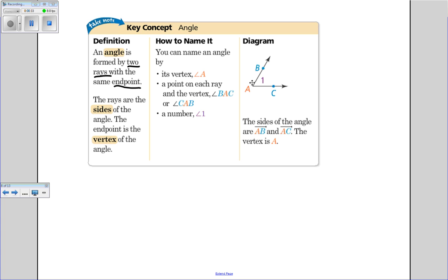Now, to name an angle, you've got three options. You can name it by its vertex. We use our angle symbol here, so angle A. Or you can name it by 3 points, so angle BAC or angle CAB. And your third option is to name it by a number that's inside your angle, like angle 1. So those are your three options for naming an angle: the vertex, 3 points, or the number.